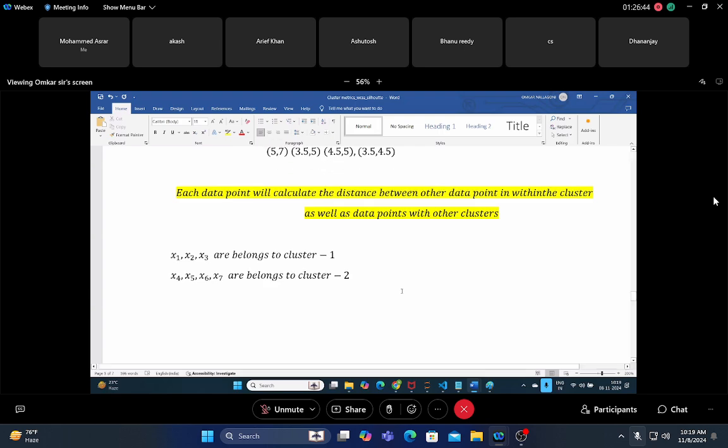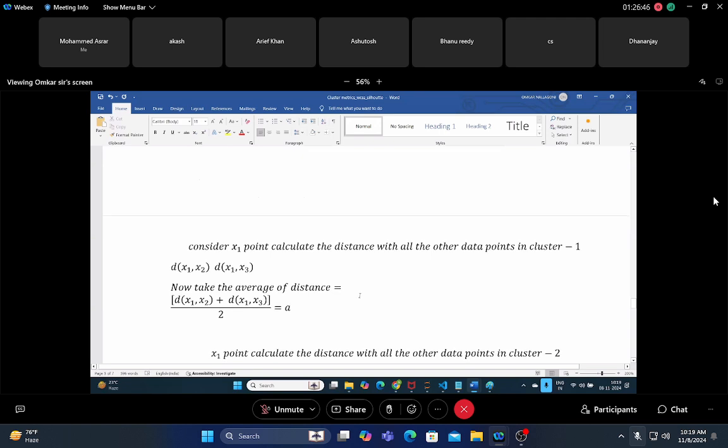Cluster 1 and cluster 2. Consider x1 data point. Calculate the distance of all other data points in cluster 1. So x1 with x2 and x1 with x3. Instead of mean, they will take the distance between each of the other data points.